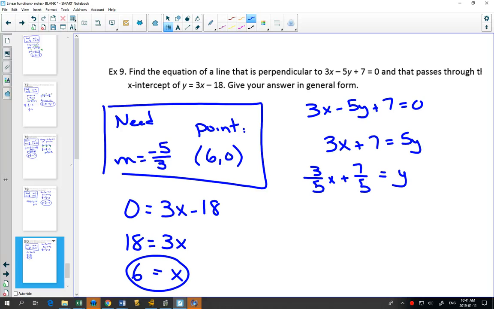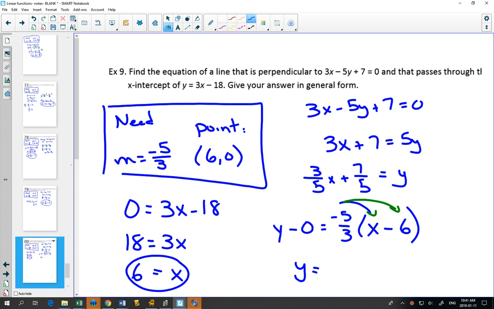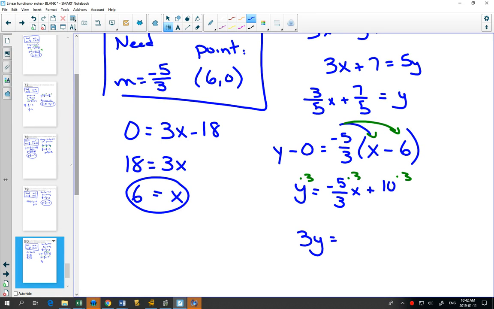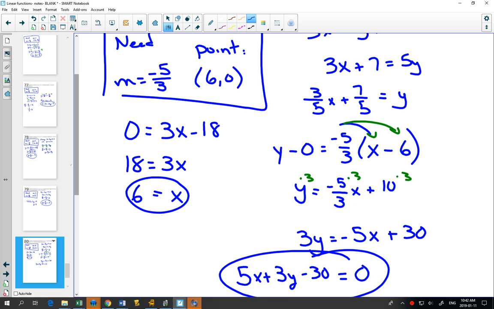So if I use method 2, I don't know which method I'm on right now. If I use method 2, I can plug in my point: y minus 0 equals m, negative 5/3, times x minus 6. I can distribute the negative 5/3. Negative 5/3 x. This will be positive 30 over 3, which will be positive 10. It asks for general form, which means no fractions. Multiply everything by 3. And then move everything to one side. 5x plus 3y minus 30 equals 0.